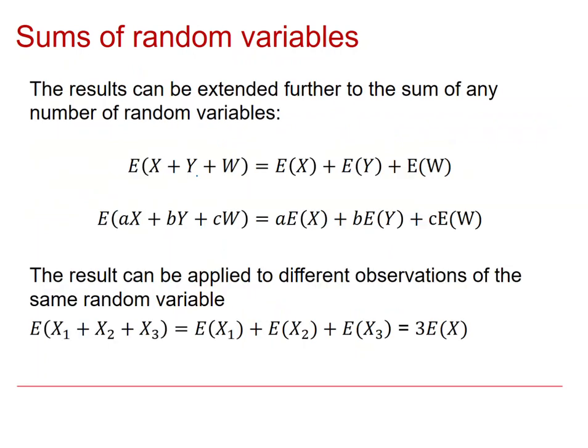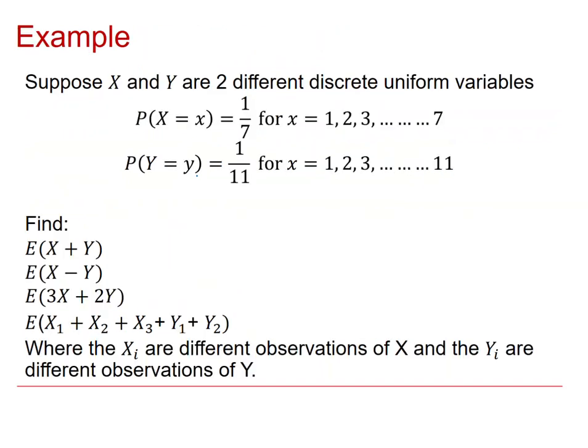So this can work for more than two variables, so 3 or more variables. You can still add them together, you can still multiply by constants, and you can create combined expectations in this way. So a couple of examples.